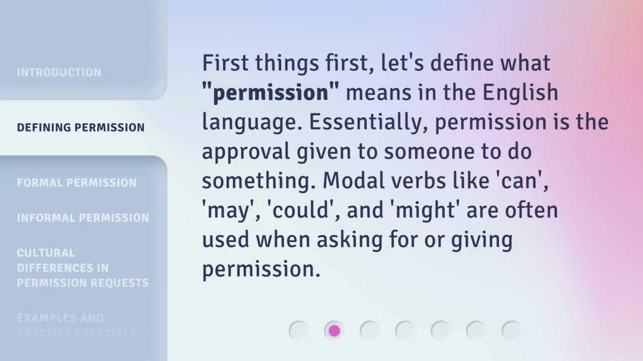First things first, let's define what permission means in the English language. Essentially, permission is the approval given to someone to do something. Modal verbs like can, may, could, and might are often used when asking for or giving permission.